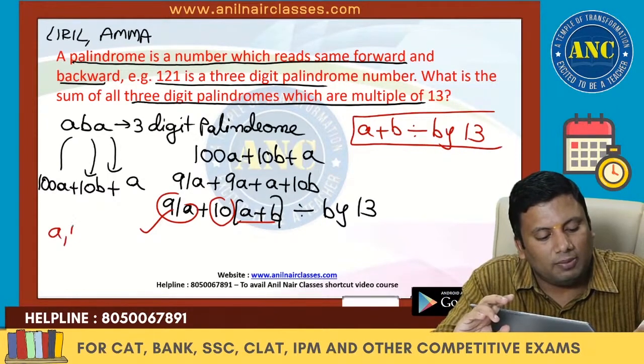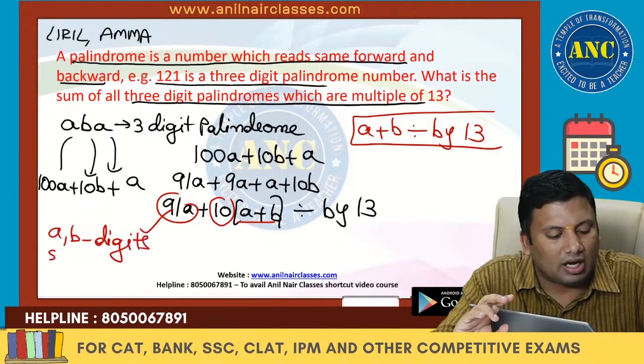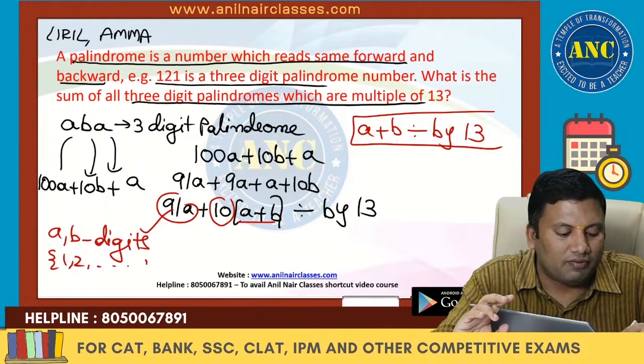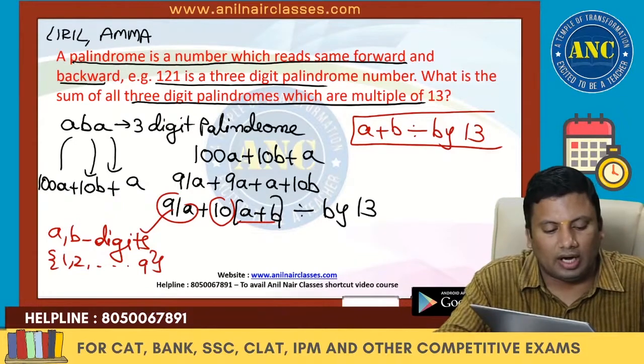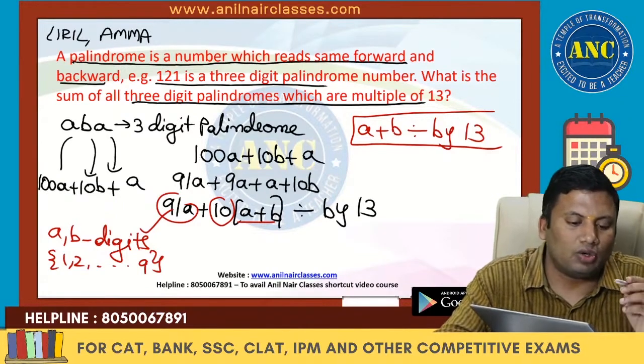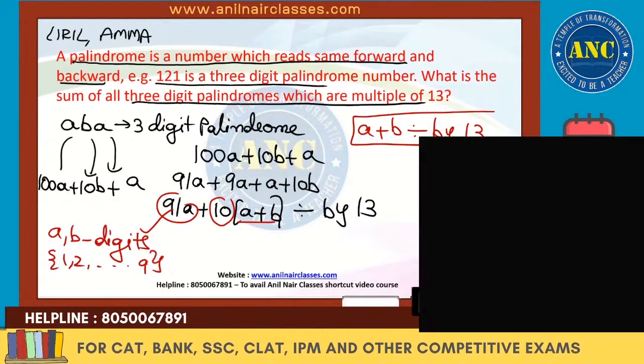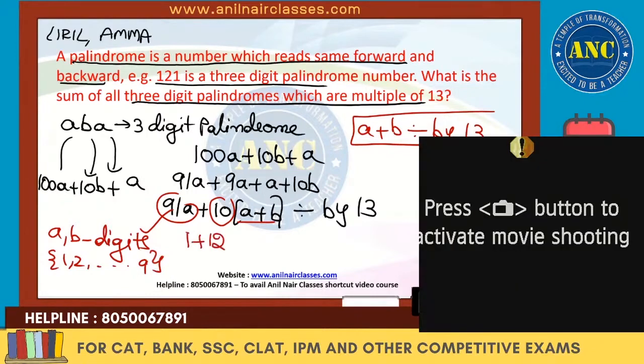What are A and B here? A and B here are digits. It will range from which values? 1 to 9. A is there in the leftmost. 1 plus 12, 13, not possible. B upper limit is 9. 2 plus 11, not possible. 3 plus 10, not possible.